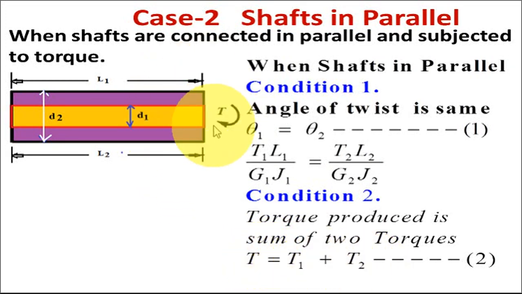It means whenever it is subjected to torque, the total torque acting over the particular system will be equal to the addition of both torques, T1 plus T2. Whenever they are in series, theta will be theta 1 plus theta 2 and torque will be T1 equal to T2. But whenever they are in parallel, theta 1 equals theta 2 and the total torque will be the addition of the two torques. So this is an important condition while solving the problems.